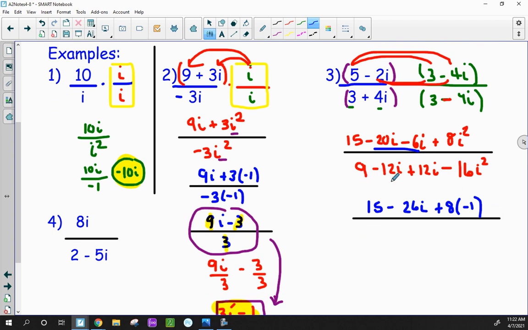Now focus on the bottom. Please notice that these 2 terms match. They're both imaginary. One has a net coefficient of negative 12 and the other is positive 12. Negative 12 plus 12 is 0. 0i means there's no imaginary number left in those 2 terms. So you get to cancel them. And you're going to drop down your 9 and your minus sign, and then your 16, and then the I squared again changes over to a negative 1.